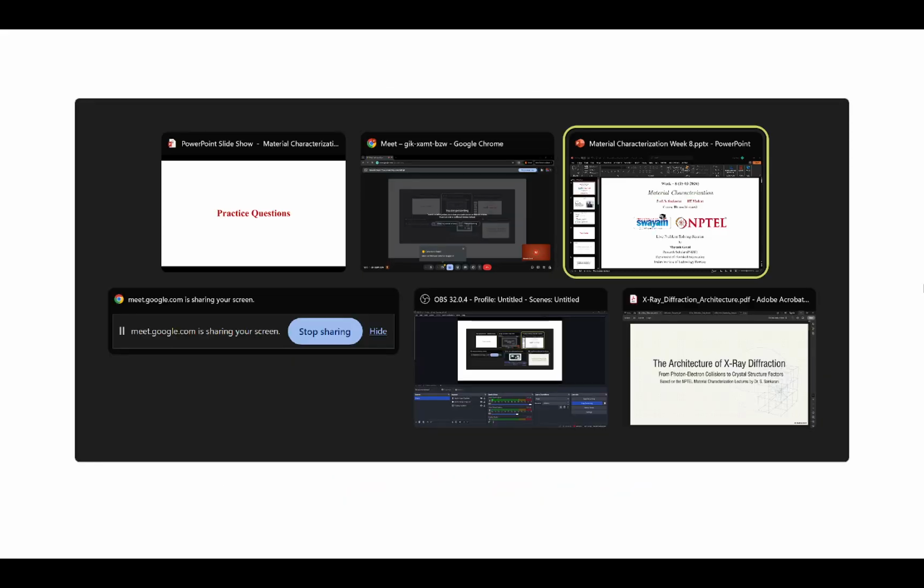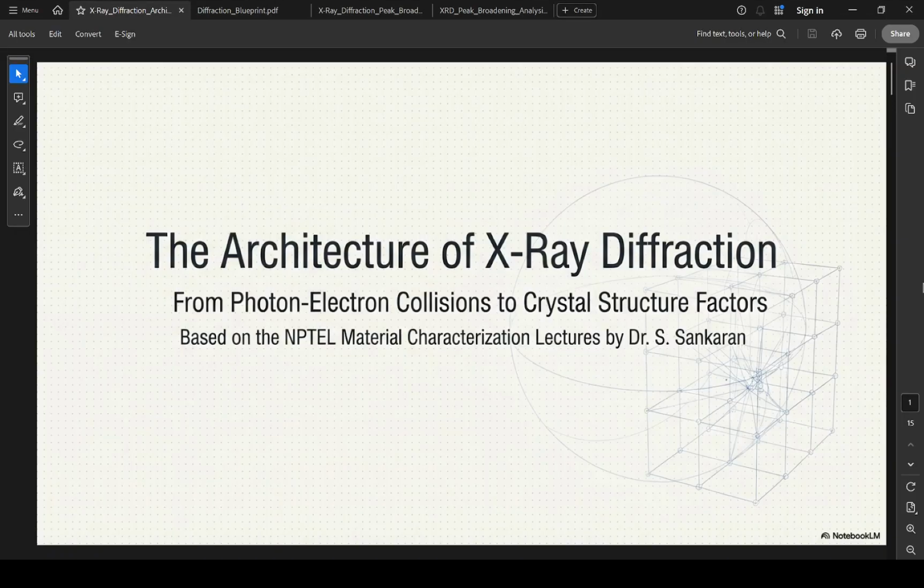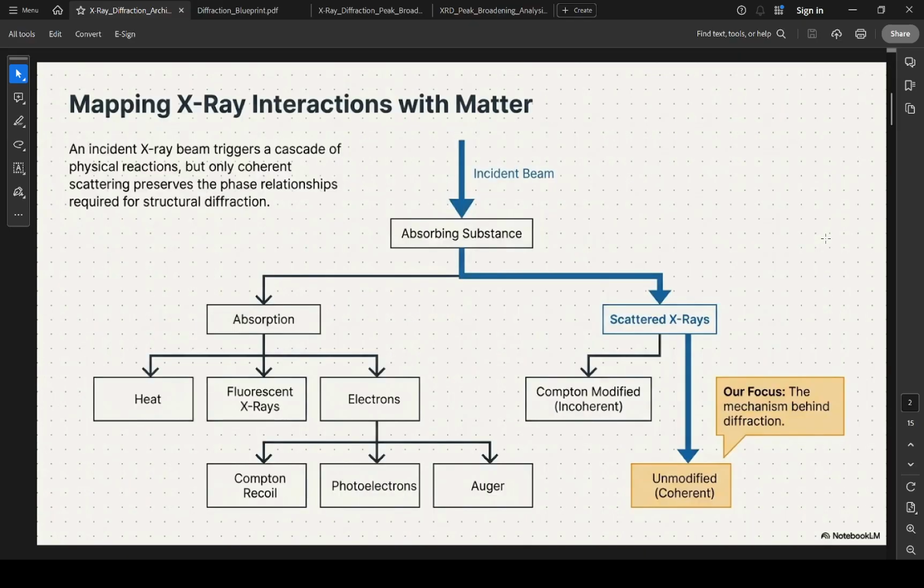First I will try to explain this week's topics. So here we are doing X-ray diffraction. We are using X-ray interactions to characterize a material. So what will happen if an incident X-ray beam falls on a surface, on a material.